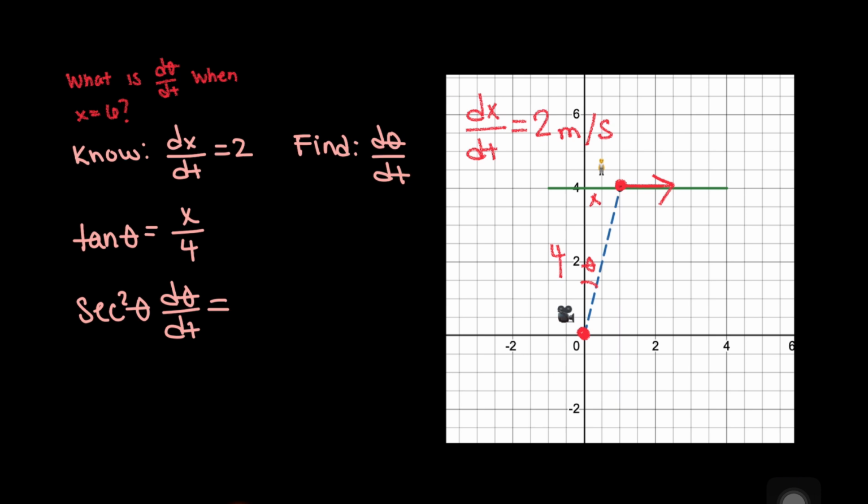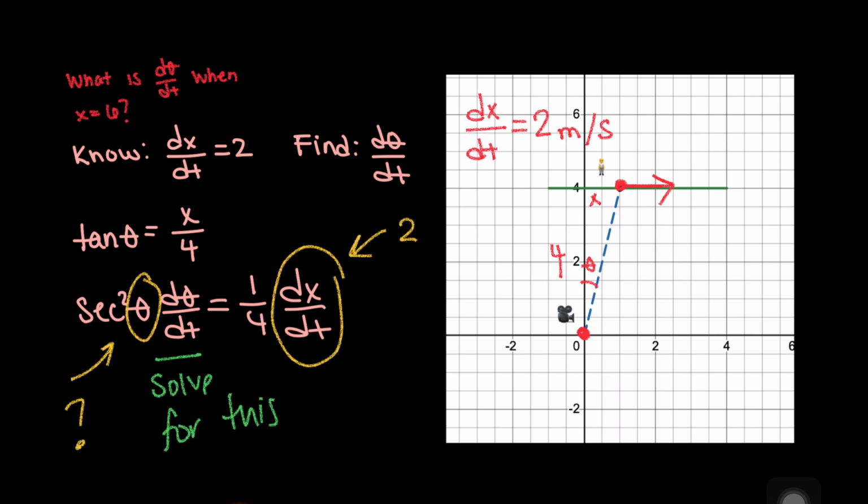The derivative of tangent theta is secant squared theta, but theta is a function of time, so I have to multiply by d theta dt. The derivative of x over 4, or 1/4 x, is 1/4, and then times dx dt. All right, once again, now that I have my derivative, I'm going to try to plug things in. And so we want to solve for d theta dt.